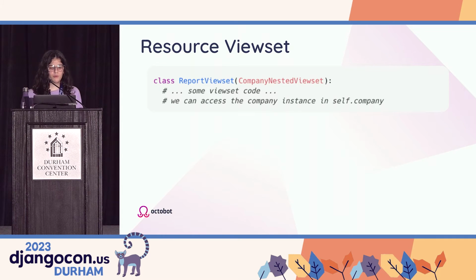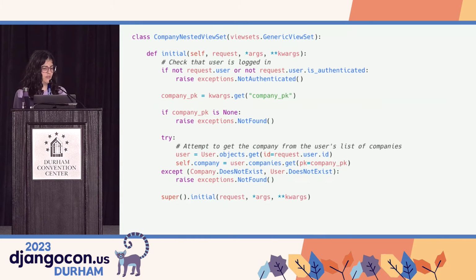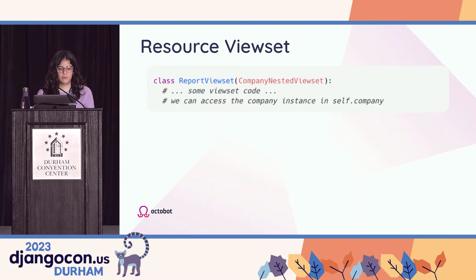And as a bonus, if the check was okay and we are in our code, we can access the company instance in self.company because we saved it here. So we don't need to actually go and retrieve the company every time we want to use it, for example, to implement business logic or anything that we wanted.